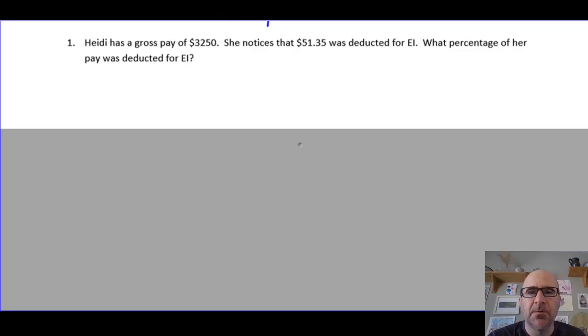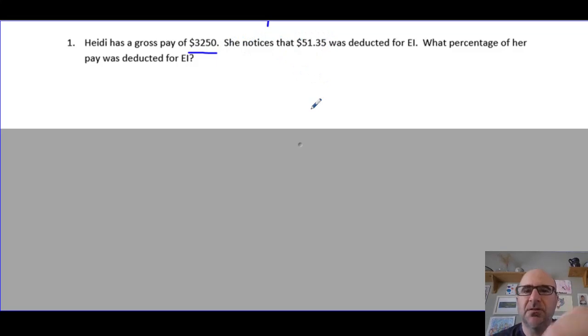Okay, so in this example, we've got someone, Heidi, who has a gross pay of $3,250. Gross pay means the amount of money she takes home before taxes or any deductions are taken off her paycheck. So we're going to say that on this paycheck, $51.35 was deducted for EI, or employment insurance. And the question is, what percentage of her pay was deducted for EI? So basically, what percentage is $51.35 compared to $3,250?